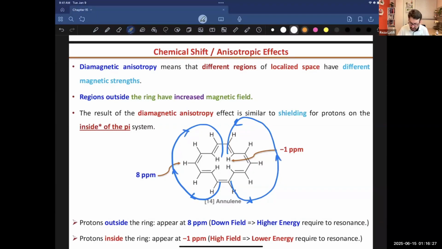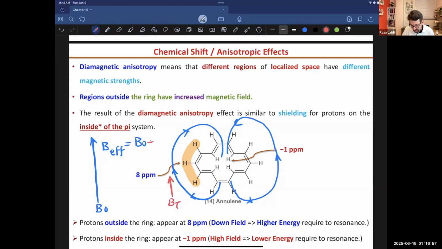Now, highlight the outer atoms. For example, those atoms are going to feel the external magnetic field, which is pointing up, and that's going to be B0. So I'm going to say the effective magnetic field for the outer hydrogen atom is going to be B0. What else? The pi system creates a magnetic field that's aligned with the external field. So we're going to add that magnetic field to the external. So the effective magnetic field is going to go up. That means delta E, the gap between alpha and beta, will go up. And that's going to give us a bigger chemical shift, or we say we're going to see it in the downfield area.